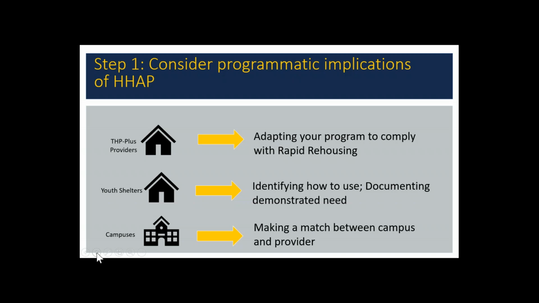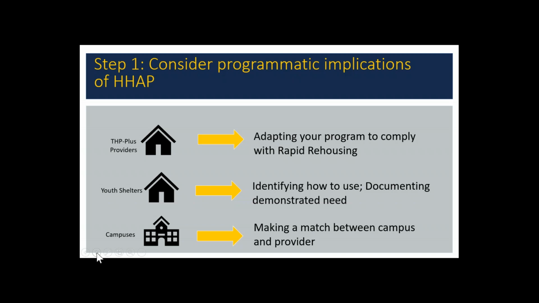For THP Plus, it means adapting your program to comply with rapid rehousing. As Lahela said at the beginning of her presentation, a fundamental difference between HAPP and HHAPP is that HAPP is more targeted on evidence-based practices. Well, it is exclusively. Those allowable uses are the allowable uses, and you might have noticed that transitional housing really isn't one of them. Many THP Plus programs around the state operate their program as a rapid rehousing program and even get federal rapid rehousing funds. For those of you who don't, we're going to talk a little about that adaptation.